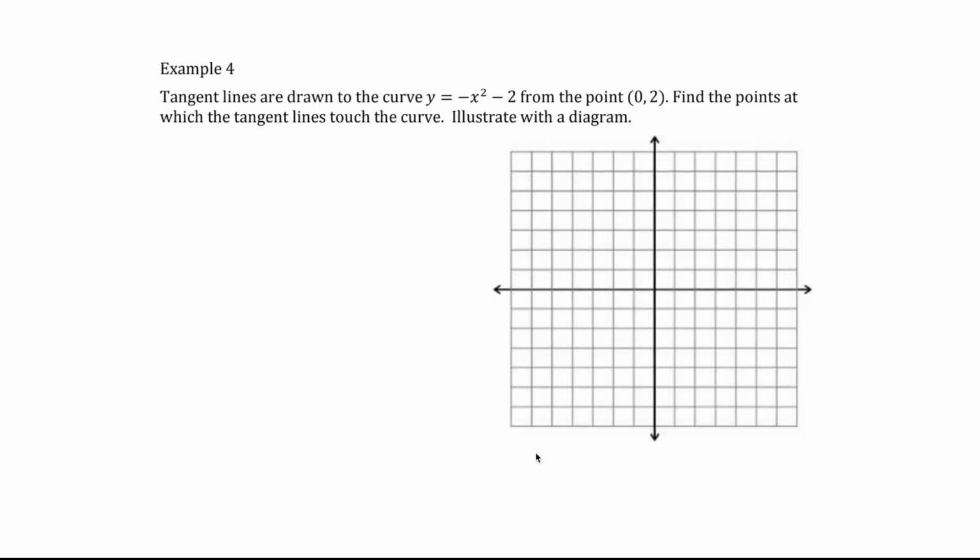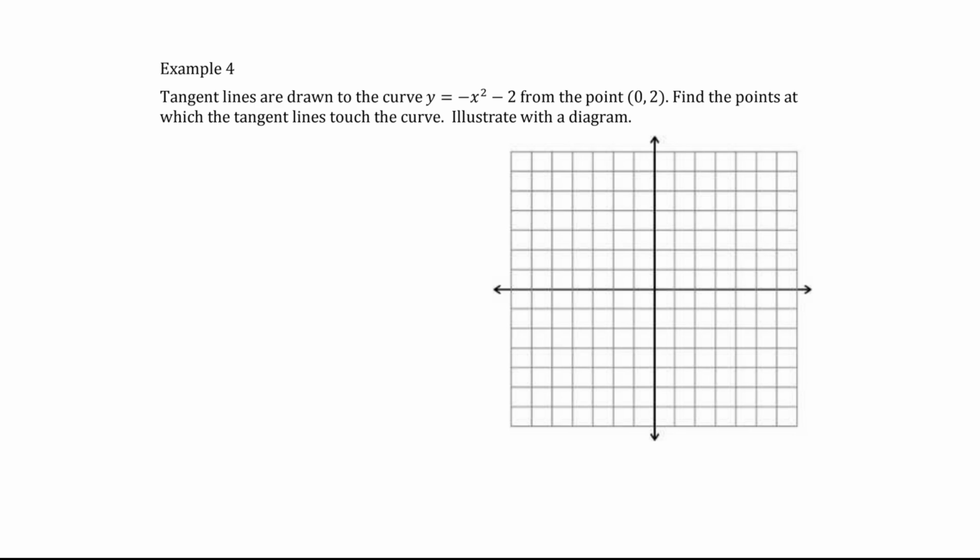A final example would be a question such as this one. Tangent lines are drawn to the curve y is equal to -x squared minus 2 from the point 0, 2. Find the points at which the tangent lines touch the curve. Illustrate with a diagram. So again, some information is given to us, and we probably want to take a couple of seconds to really think about what we are being asked here, maybe even rereading the question. If we don't know immediately what we have to do, sometimes rereading the question can be really helpful.